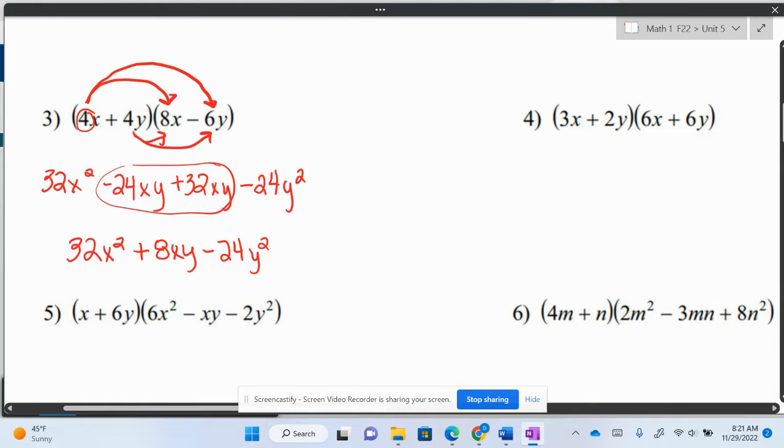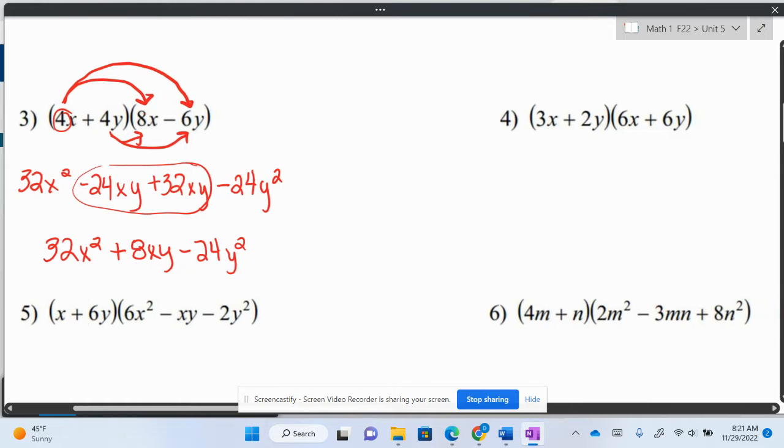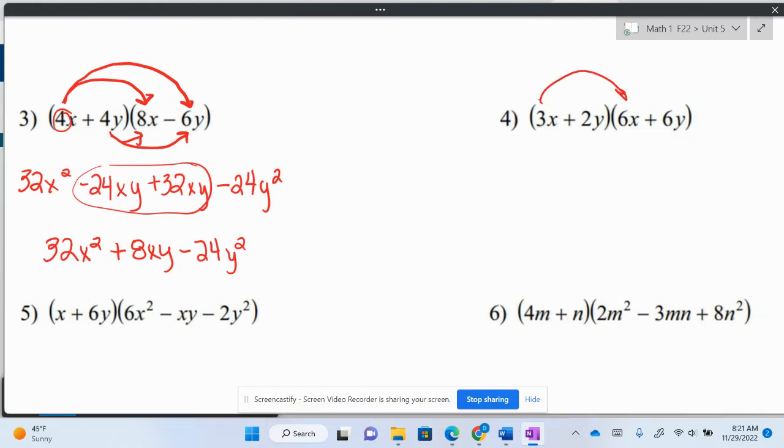Number 4, same thing. You have a binomial times a binomial. So 3x times 6x, well, 3 times 6 is 18. X times x is x squared. 3x times 6y, well, 3 times 6 is 18. And x times y is just that, xy. And then across the bottom, 2y times 6x, well, that's a positive 12 xy. And 2y times 6y is a positive 12 y squared.